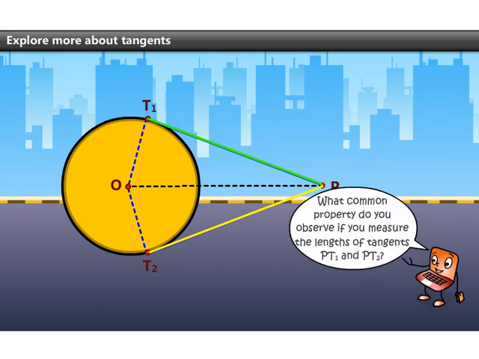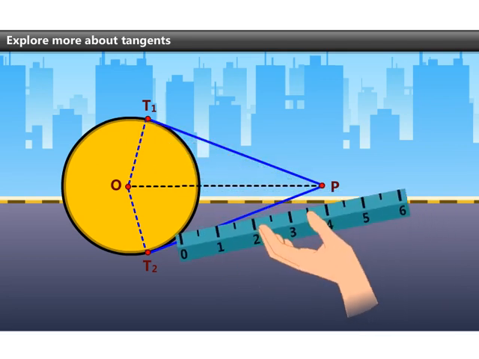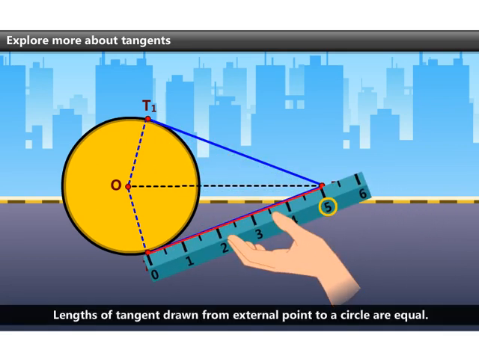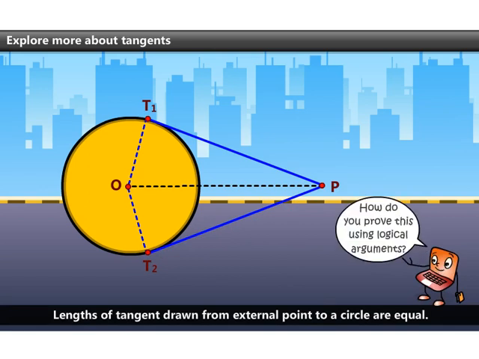What common property do you observe if you measure the lengths of tangents PT1 and PT2? We find that the lengths of tangents drawn from an external point to a circle are equal. How do you prove this using logical arguments?